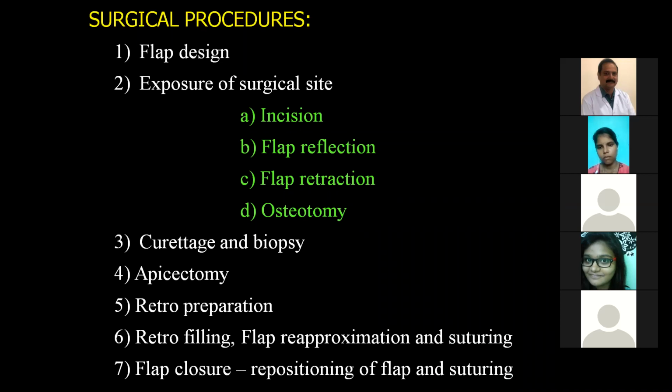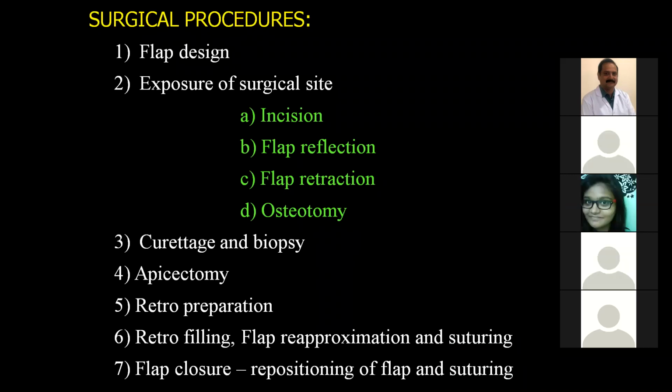Depending upon the number of teeth, the flap design will be decided. So we have to expose the surgical site by doing a flap: incision, flap reflection, retraction, and osteotomy. Retraction should be very gentle because all this is soft tissue in the anterior gingival area, and we have to curette that area. And as all of you know, the cyst will have a sac. Yes, the sac should be removed in toto and subjected to biopsy.